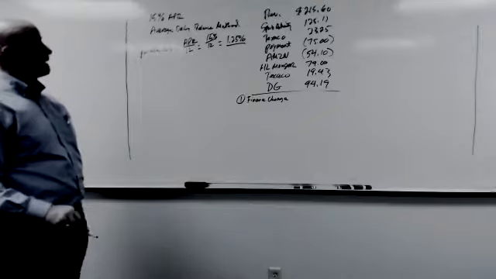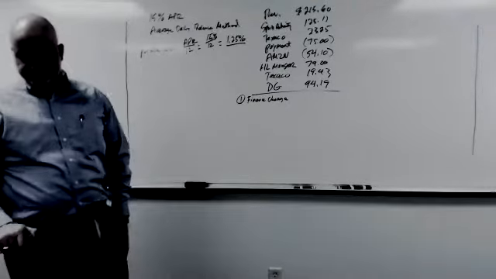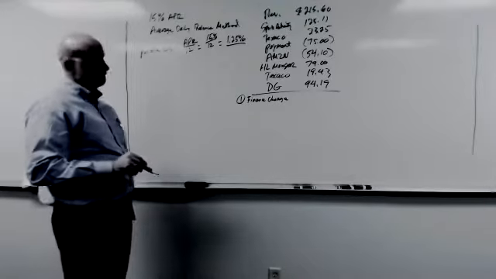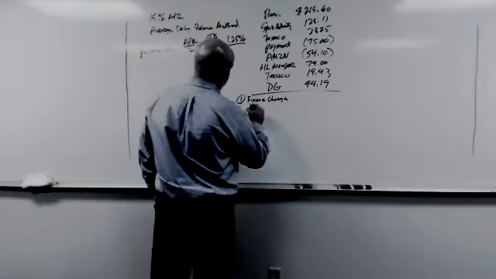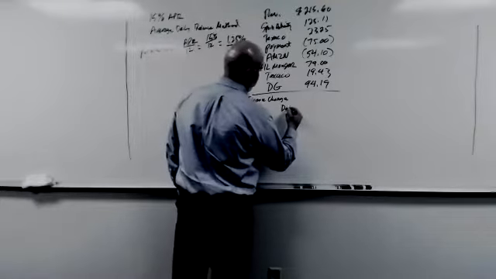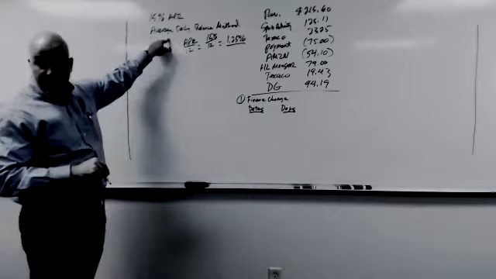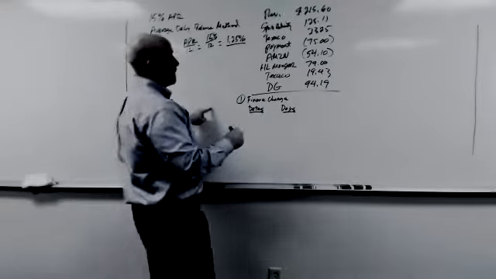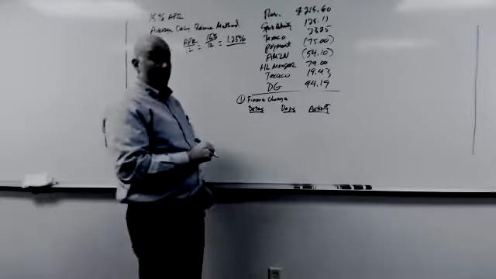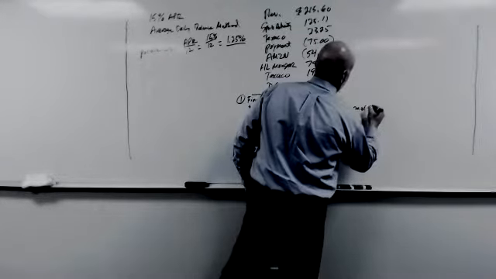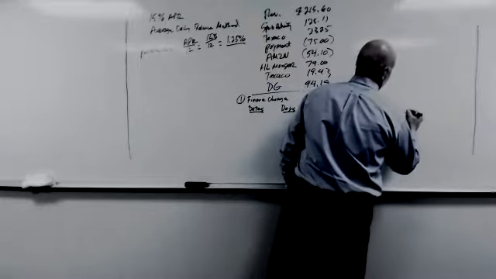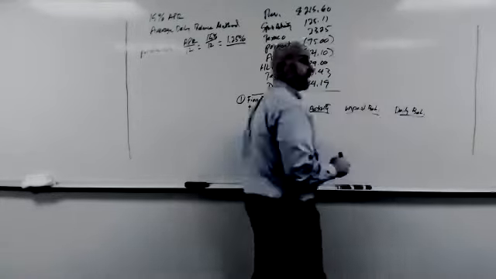All right, now how are we going to do this chart? We're going to start out with dates. We need to know the number of days. Remember, we're solving using the average daily balance method. We want to look at activity, the unpaid balance, and then the daily balance.